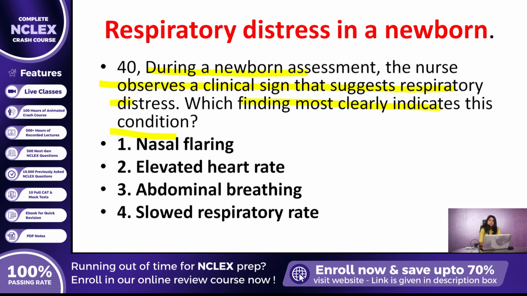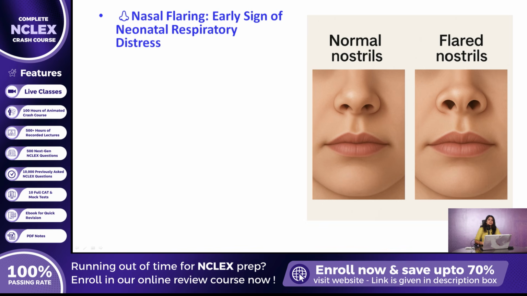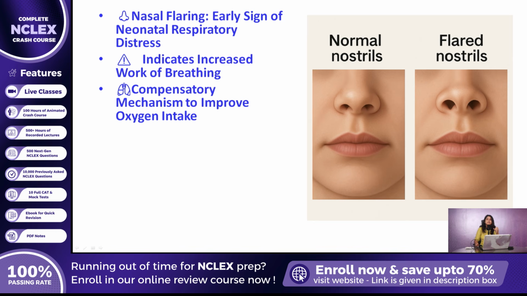The correct answer is option 1, nasal flaring. This is one of the most obvious and early signs of respiratory distress in newborns. When a newborn is having difficulty breathing, the nostrils widen with each inhalation in an effort to draw in more air. This compensatory mechanism helps increase oxygen intake and is considered a significant marker of compromised respiratory function.